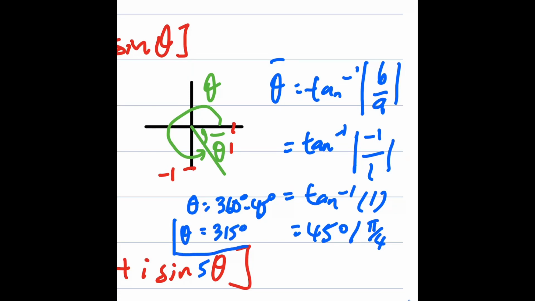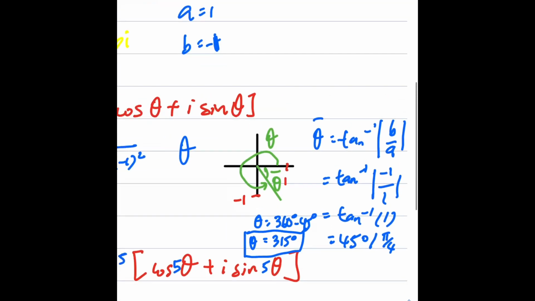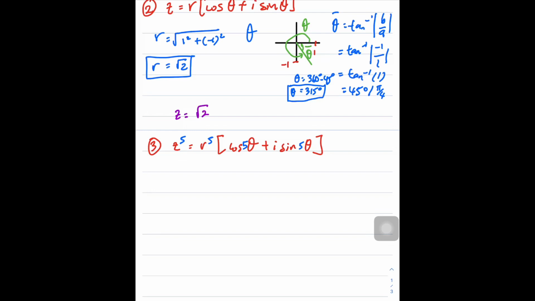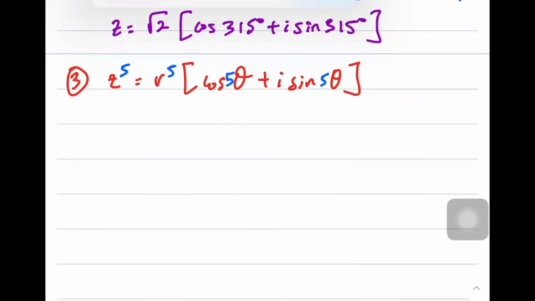After we find r and the argument theta, we can now conclude our polar form. z is equal to the square root of 2, in brackets, cos 315 degrees plus i sin 315 degrees. So we're finished with the second step. Let's do our third and last step, which is De Moivre's theorem.